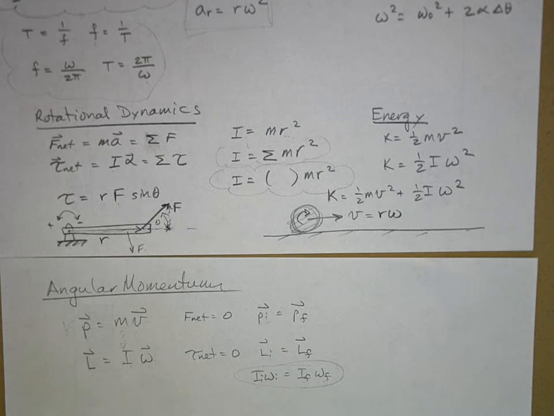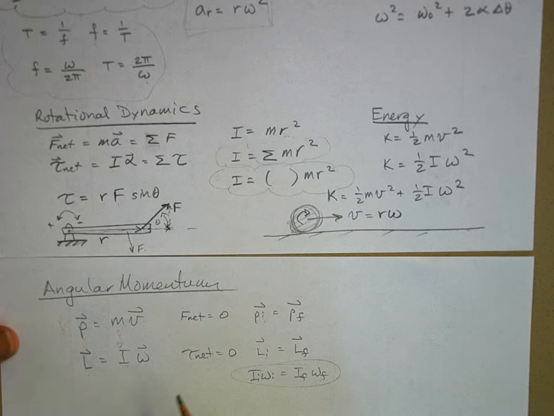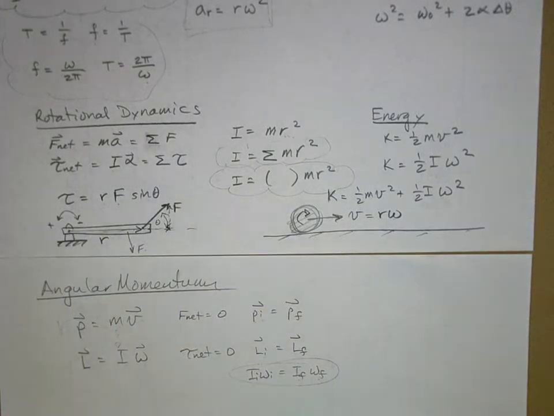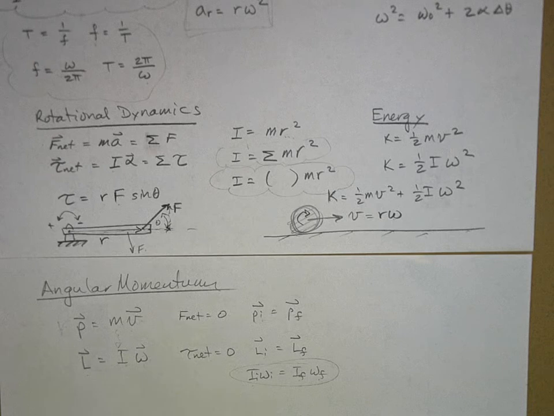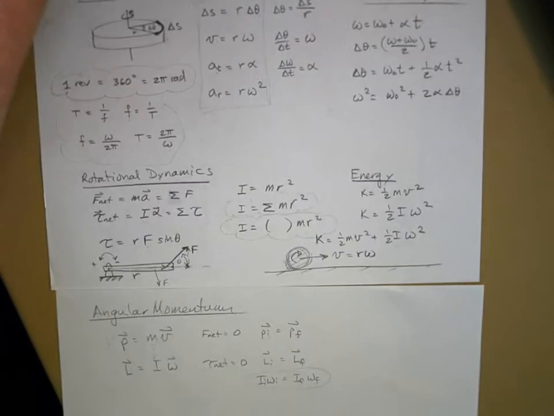Because look, I might give you a problem where there is a net torque, and there might be multiple torques. You have to figure out what the net torque is, and that net torque is equal to I alpha. So now here we have, let me zoom all the way out. Let's see if I get all of this.